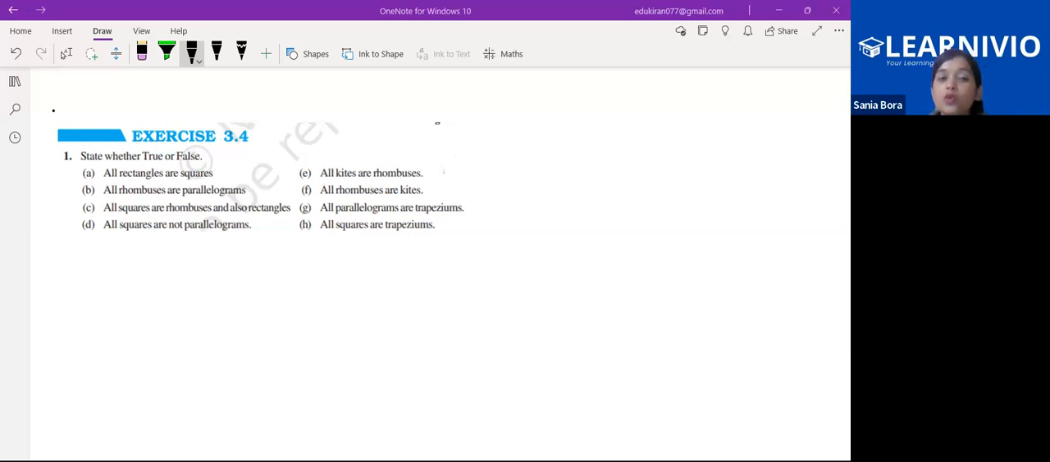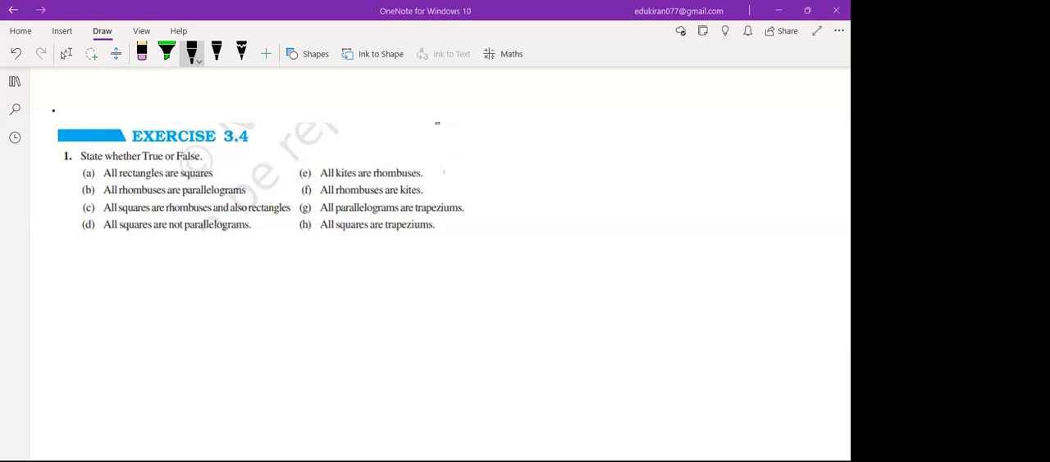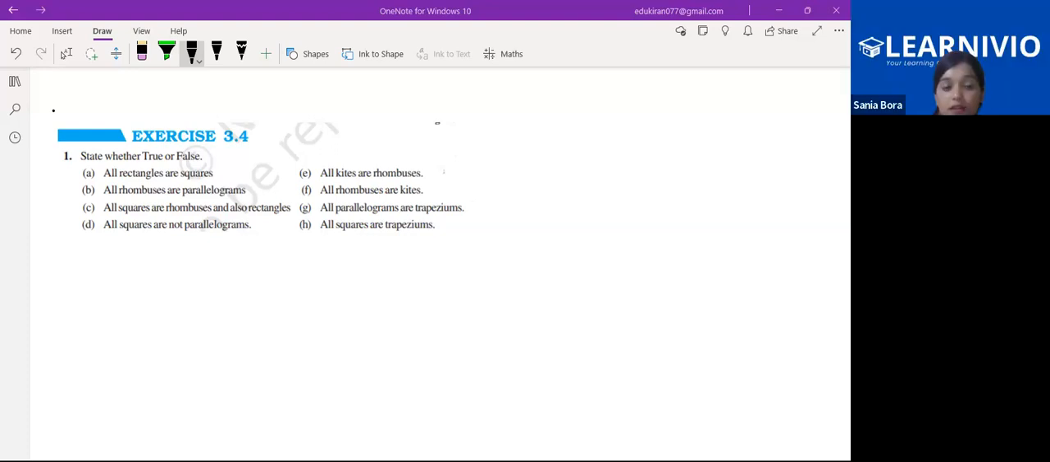Okay. Next, all squares are rhombuses and also rectangles. Rida, what is your opinion on this? True. All squares have the same properties of a rhombus, but not of a rectangle. Now next, all squares are not parallelograms. Ma'am, how are all squares rhombuses and rectangles? In the first one, all rectangles are squares. So square and rectangle are not the same, but rhombus and square are the same. Okay?